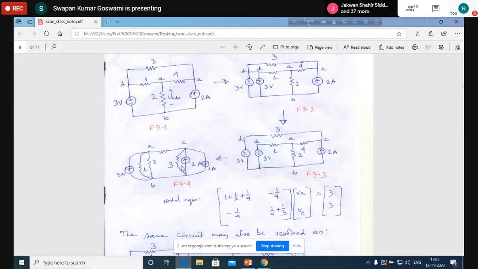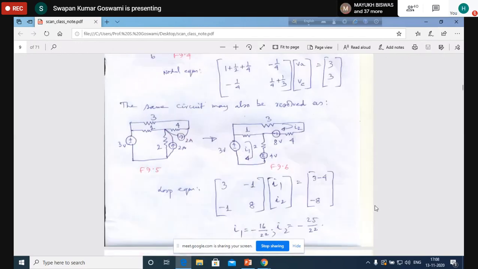Okay. So once this is clear, I think this matrix, nodal admittance matrix, you can follow this, or shall I explain it further? No, sir, it's okay.